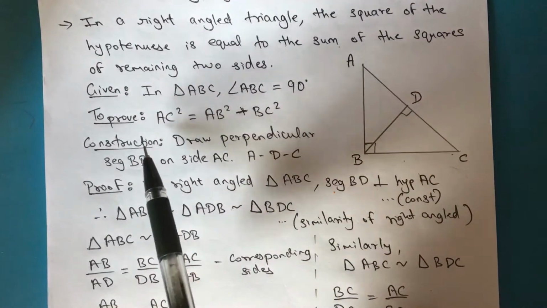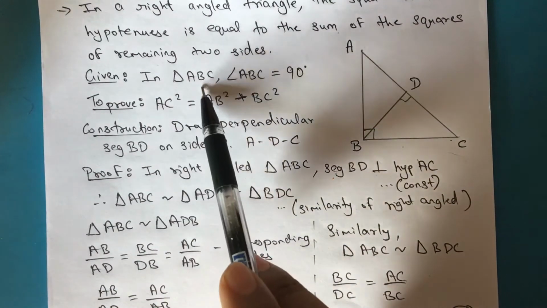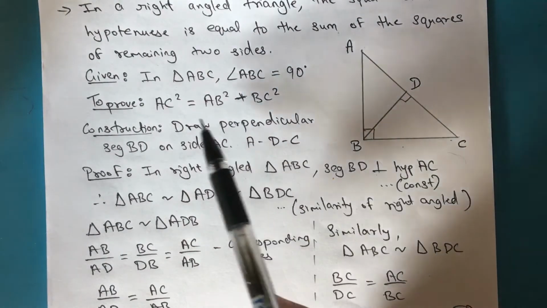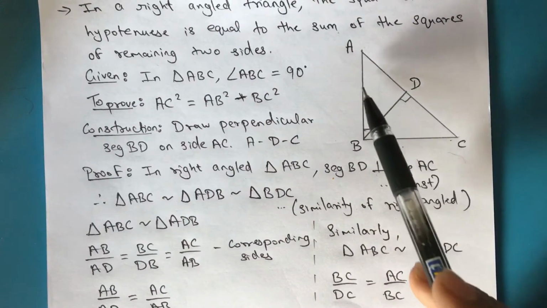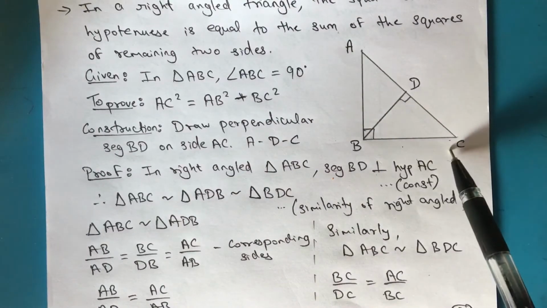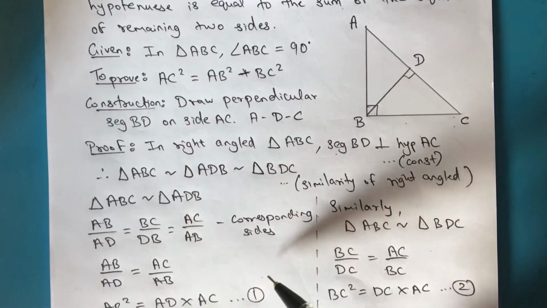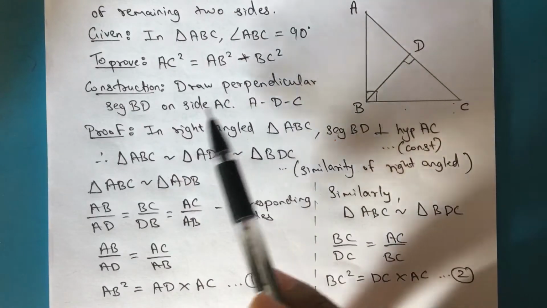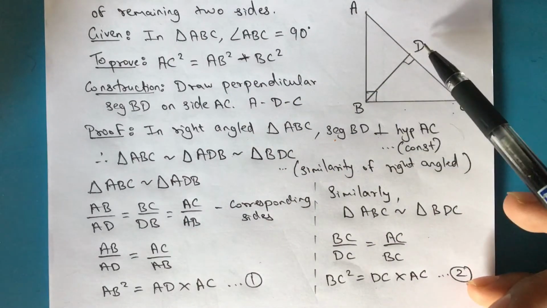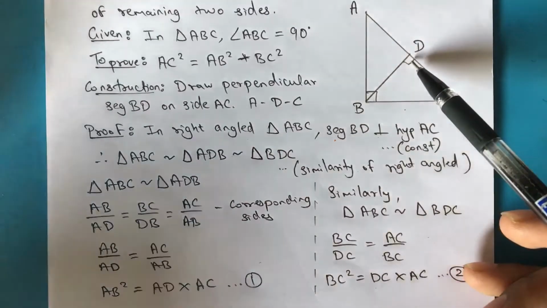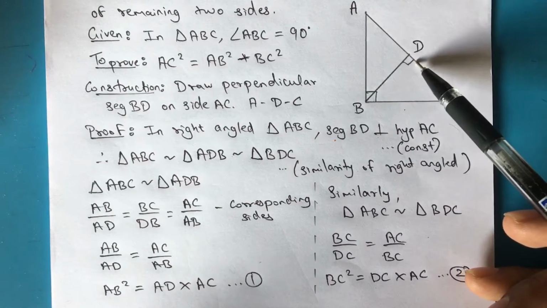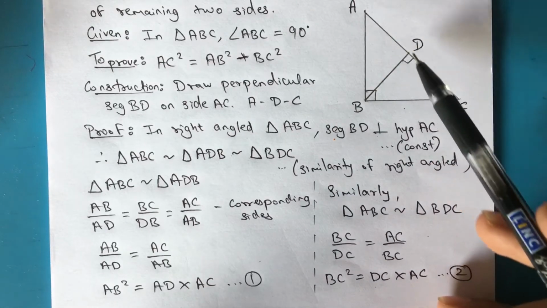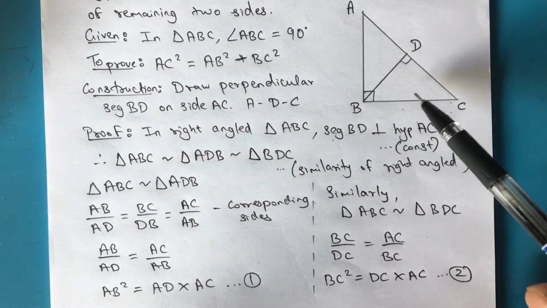So this is what is given, and to prove: given is triangle ABC, angle ABC is 90, and we have to prove that AC square is equal to AB square plus BC square. Now for this proof we will do a small construction. We will draw a perpendicular segment BD from B to AC. It is called BD, and likewise ADC, which means D is in between A and C. So now let's start with the proof.